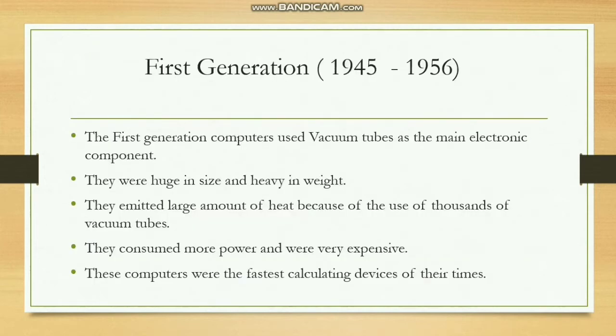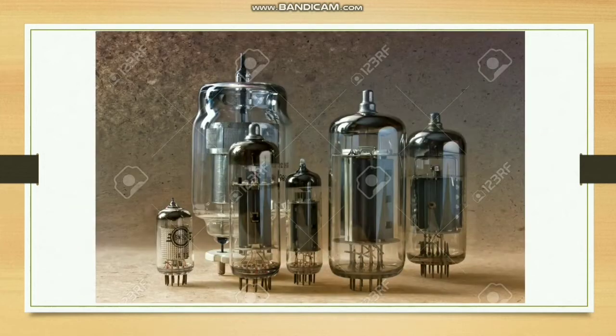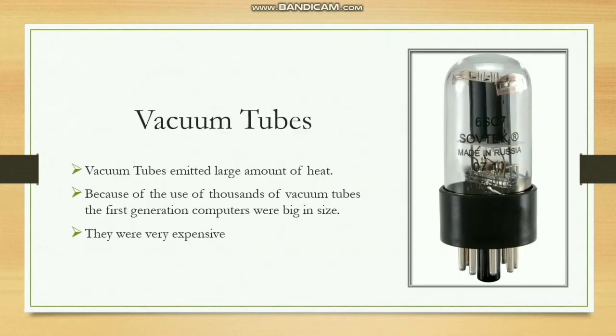The first generation computers used vacuum tubes. They were huge in size and they were heavy in weight. Okay? These are vacuum tubes. The vacuum tubes emitted large amount of heat. Because of the use of thousands of vacuum tubes, the first generation computers were very big in size and they were very expensive also.